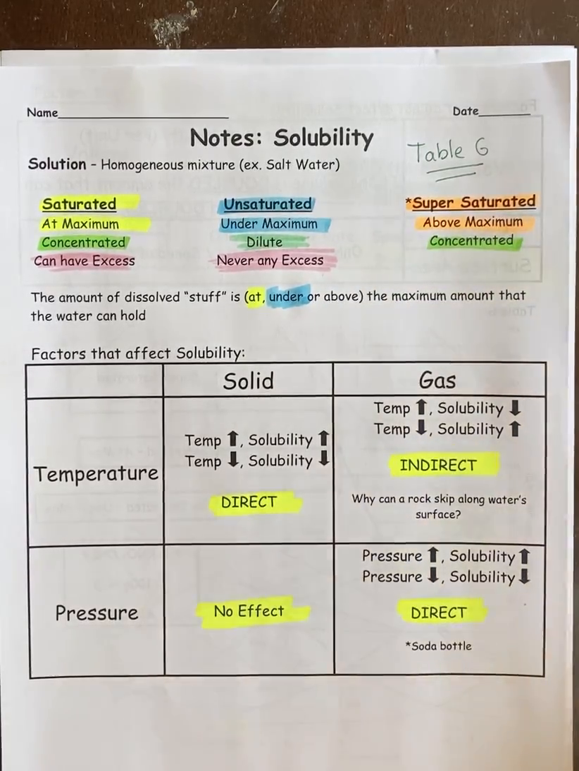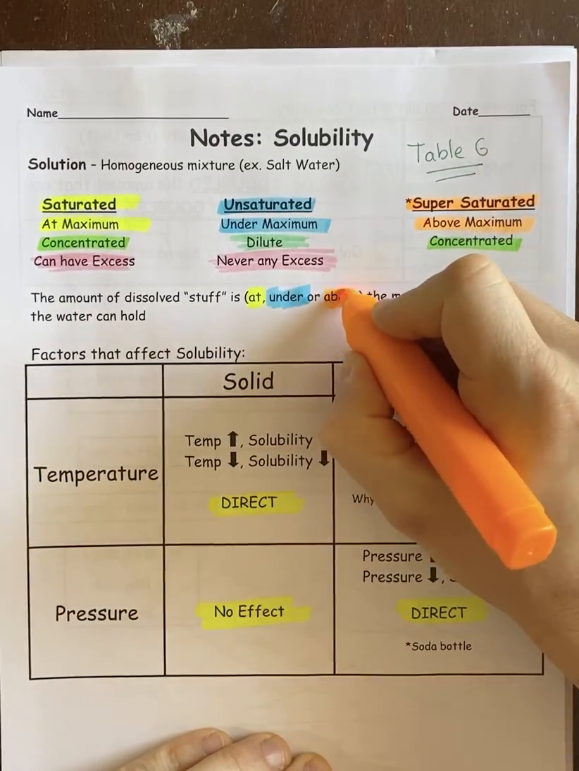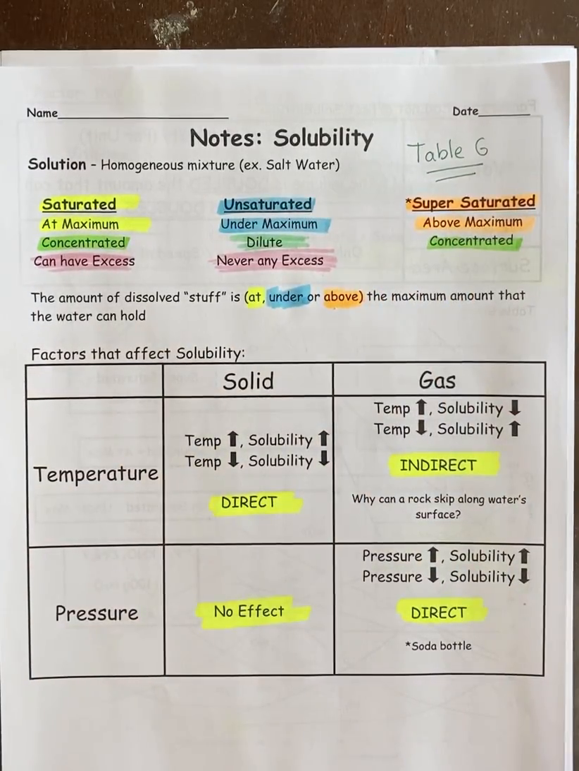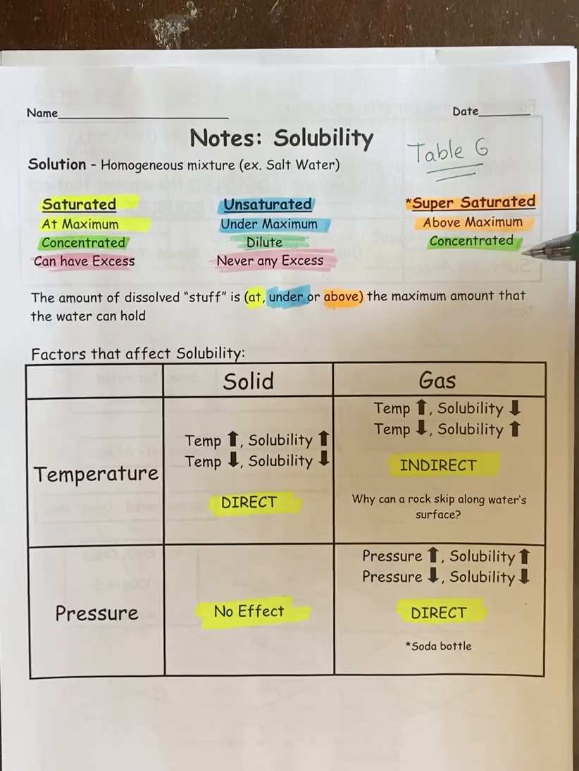Supersaturated. That means this is a special case. For some reason, you are above the maximum amount that can be dissolved. Now, not every chemical can do this. Some chemicals don't. And I would go as far as to say they are super concentrated because they're holding more than what should be possible. Now, these solutions typically tend to be unstable.